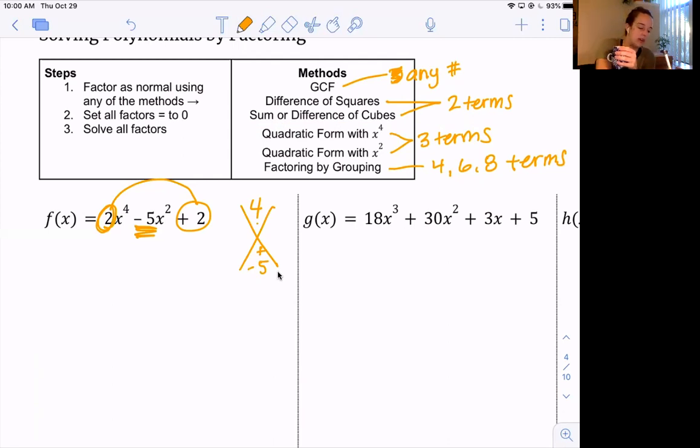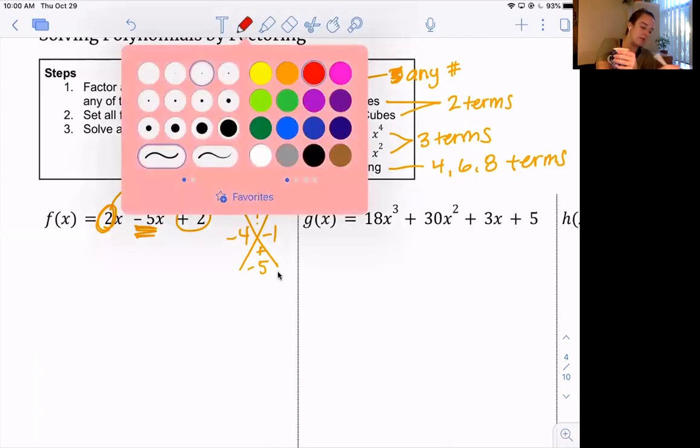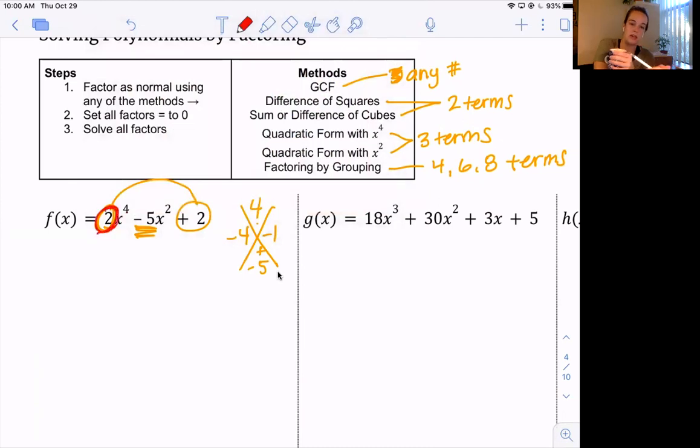-4 and -1, yeah. -4 and -1. So -4 times -1 would give me +4. -4 plus -1 gives me -5. Because I multiplied in this 2, I now need to divide that 2 back out.